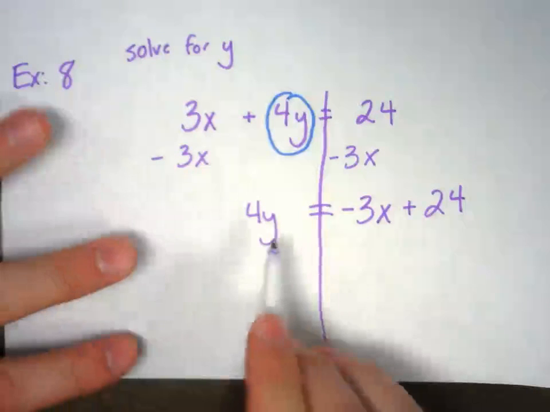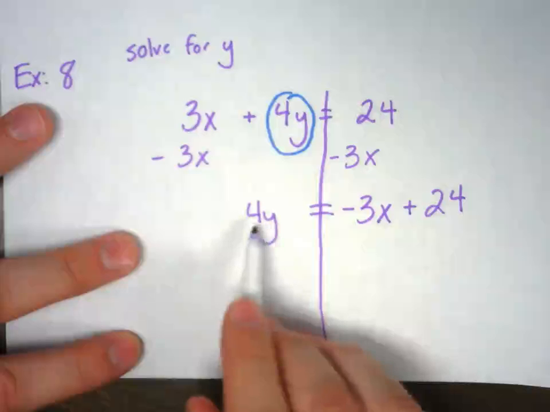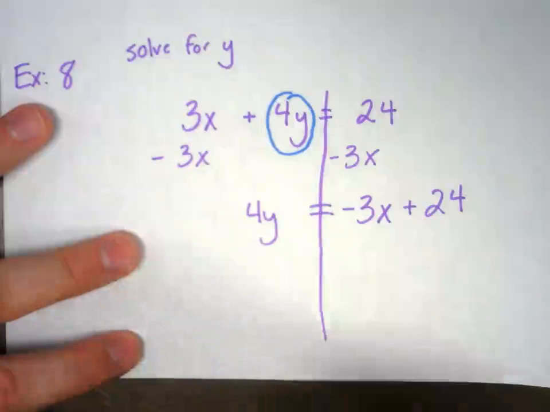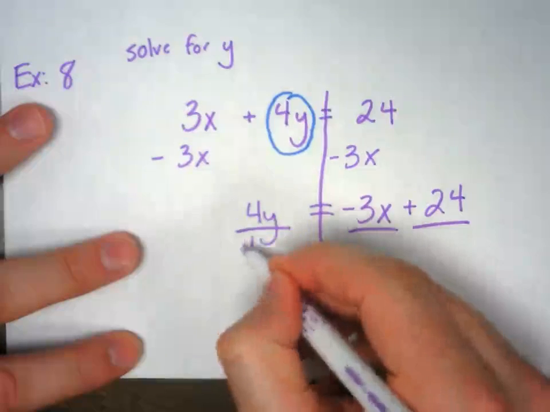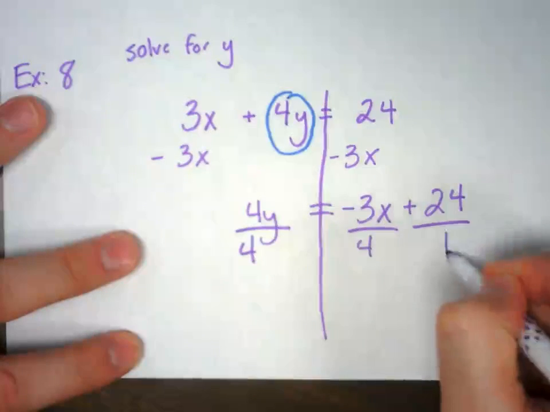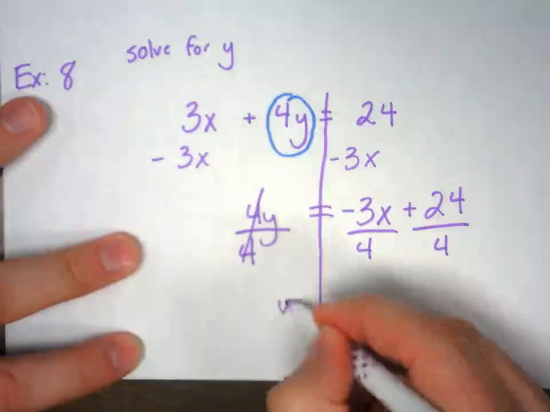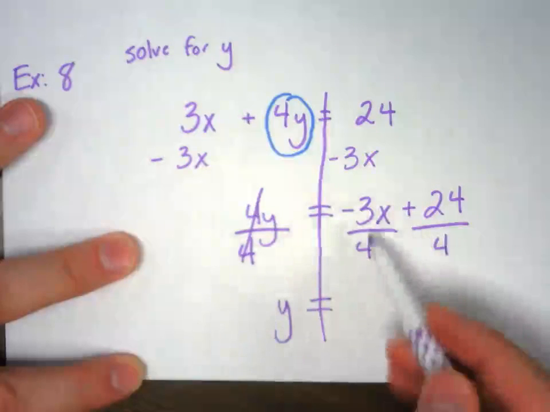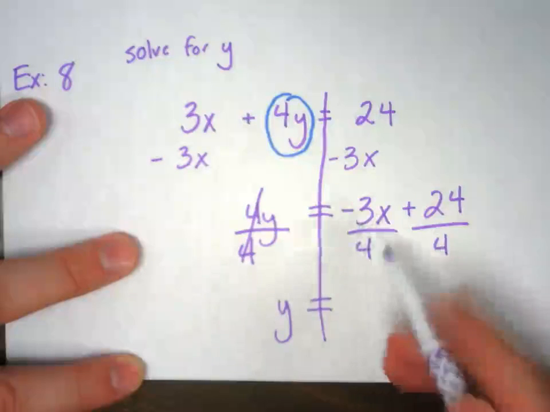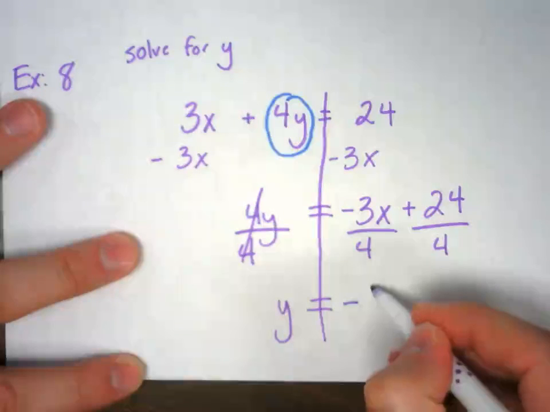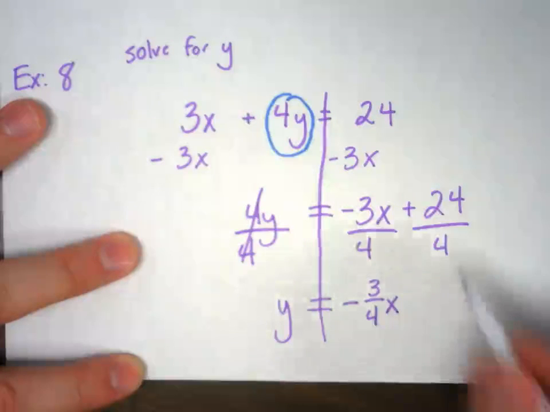Now the last step is essentially, again, we're getting y by itself. The 4 is with it through multiplication, so in order to get rid of that, I have to divide everything by 4. So that 4 is gone, and you're left with y equals negative 3 over positive 4. That doesn't simplify, so that's going to stay negative 3 over 4x.